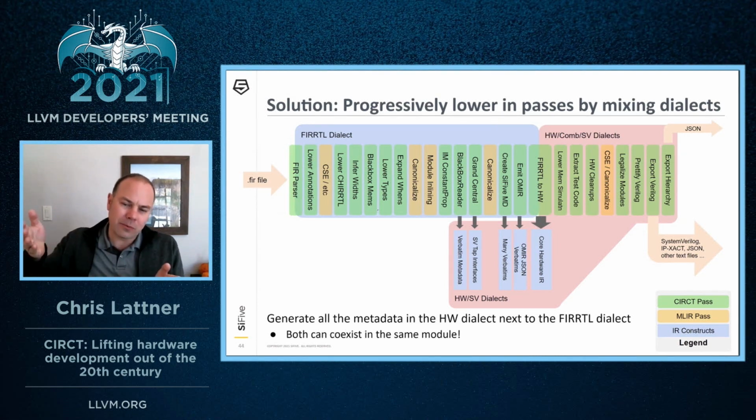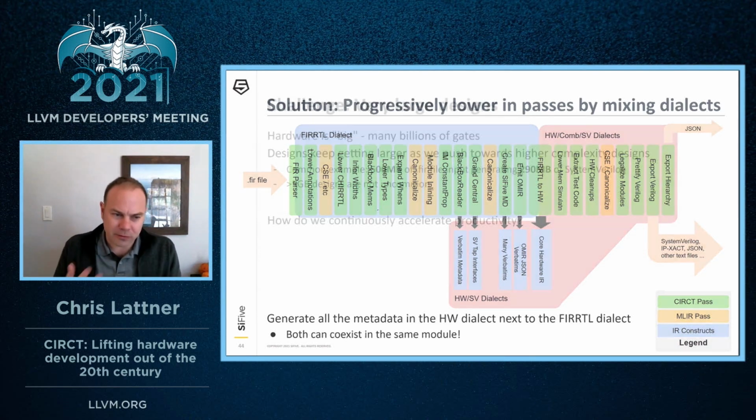And then you get down to the point where all the fancy stuff's lowered out, and you just have muxes and AND gates and things like this, and you have that final conversion. And this progressive lowering has been really nice to help us scale.